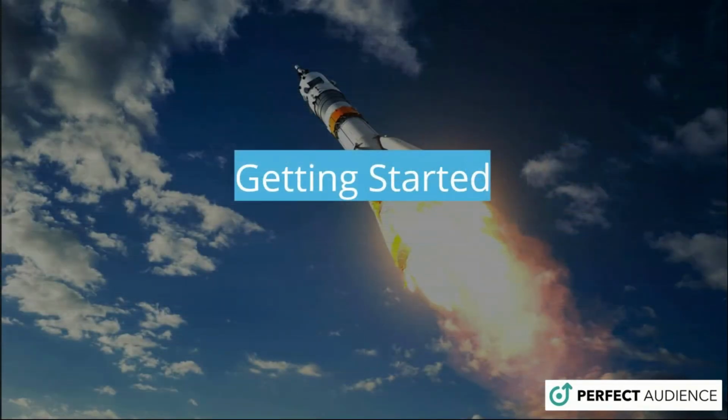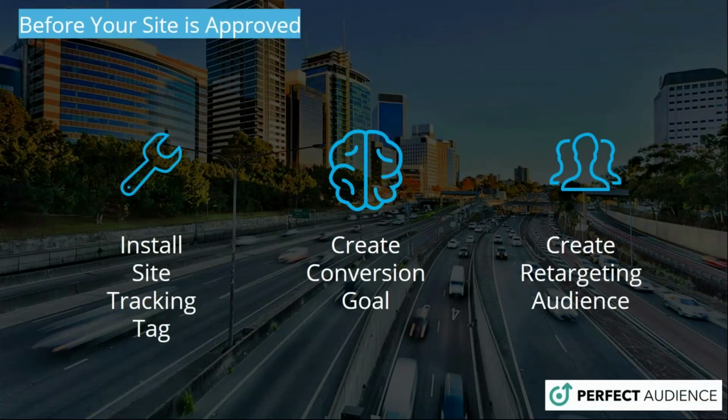When you've signed up for a Perfect Audience account, the first question people usually have is, what's next, or how do I get started? Here are the steps that you want to take after signing up. The very first thing you're going to do is install the site tracking tag so that we can track your visitors. The site tracking tag is a little piece of code that we give you to put on every page of your website. I'm going to show you exactly where to get that in just a few moments. Make sure your tracking tag goes on every single page of your website. Some people make the mistake of only putting it on their home page or their thank you page, but to maximize audience size and accuracy, the tracking tag needs to go on every page.